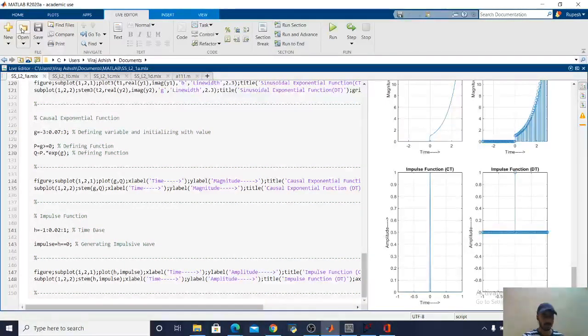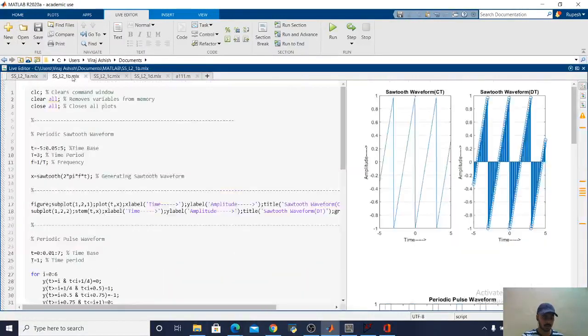Next we will see how to generate periodic signals, sinusoidal and non-sinusoidal waveforms. First one is the sawtooth waveform. It is non-sinusoidal and you can see its code and graph. Basically I am using an inbuilt function, that is sawtooth, which will generate a sawtooth waveform.